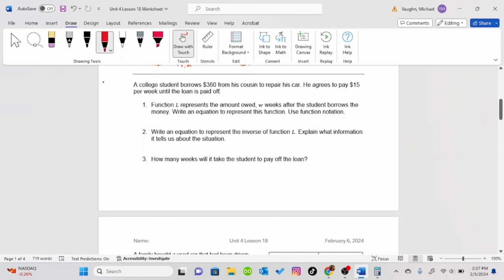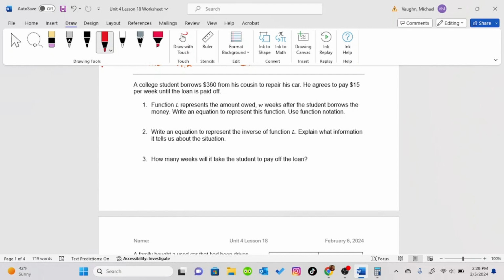A college student borrows $360 from his cousin to repair his car. He agrees to pay $15 per week until the loan is paid off. Function L represents the amount owed W weeks after the student borrows the money. Write an equation to represent this function. Use function notation.